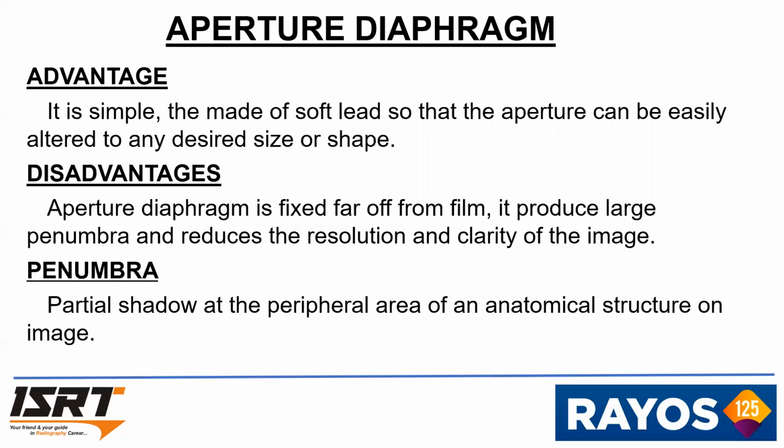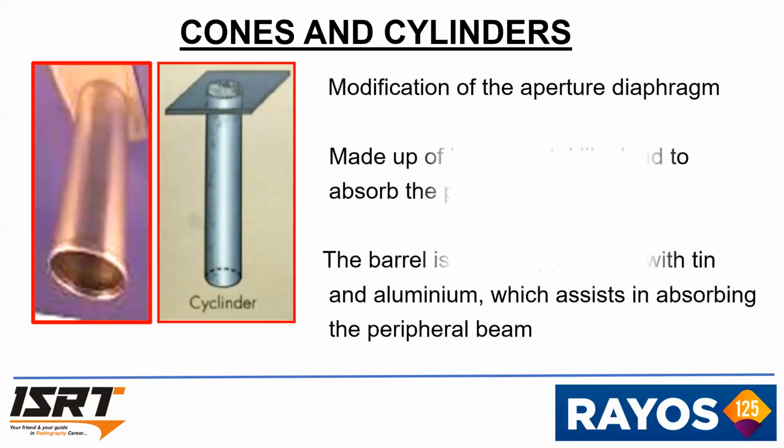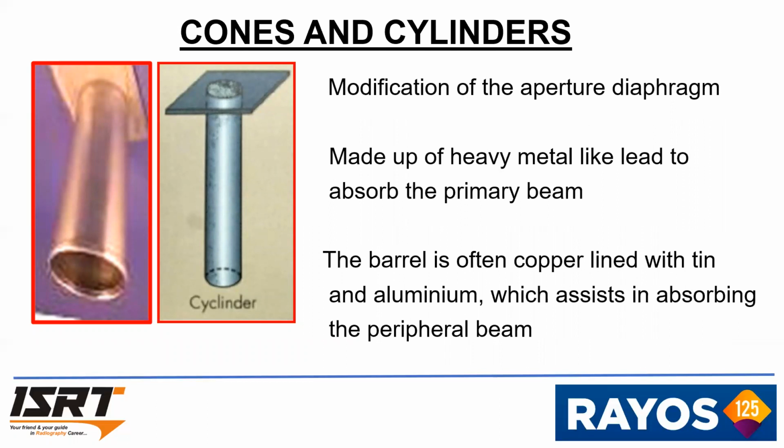And what is penumbra? Penumbra is basically a partial shadow of the peripheral areas of the anatomical structure in the images. Next is cones. Cones are a modified form of cylinder. Cones and cylinders are modifications of the aperture diaphragm, and the base of the cone or cylinder is made of heavy metal like lead to absorb the primary beam.